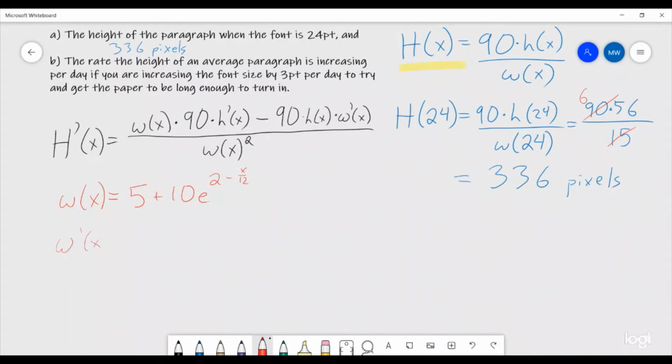W prime of x, well, the derivative of 5, that's 0, but then the derivative of 10e to the stuff, this is where we're going to need to use the chain rule. So that's going to be 10e to the stuff multiplied by the derivative of that stuff. Well, the derivative of 2 minus x over 12 is negative 1 over 12. So w prime of x is negative 10 over 12 e to the (2 minus x over 12). And this is what we're going to plug in where we have our w prime of x. So let's move this out of our way a little bit.